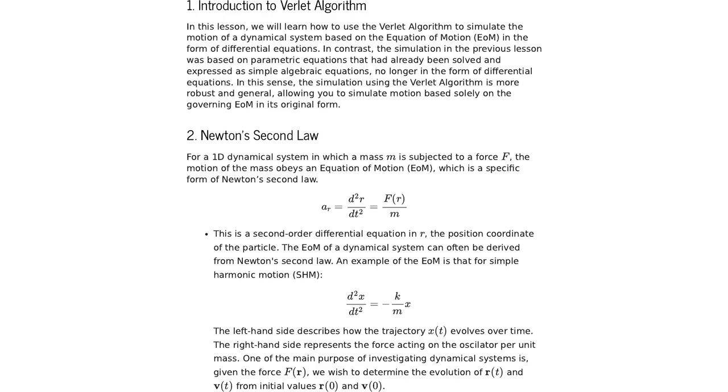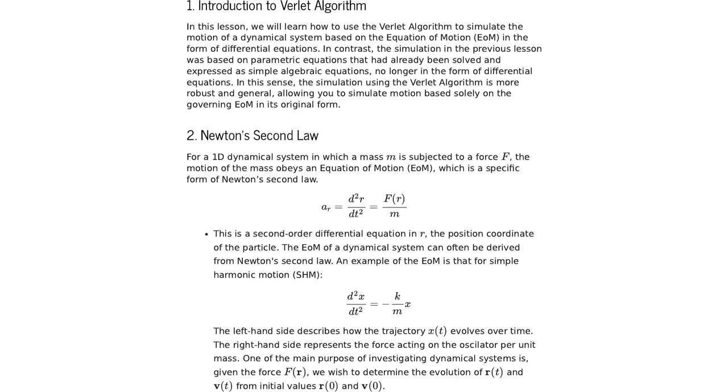For a one-dimensional system, where a mass m is subject to a force F, its motion is described by an equation of motion. This equation tells us that the acceleration, which is the second derivative of position r with respect to time t, is equal to the force acting on the mass, F of r, divided by the mass m. This is a second-order differential equation.